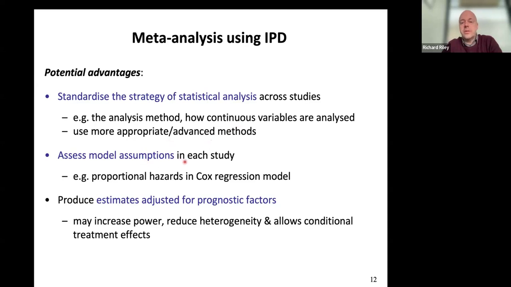I can check modeling assumptions. So for example, in the Cox regression model, I could check whether the hazards are proportional, which is something that's important, but often not done in original publications. I may be wanting to adjust for prognostic factors. So in a trial, I may be wanting to get conditional treatment effects. And I can do that now because I've got the data and I can adjust for age, stage of disease, for example. This may reduce heterogeneity in my meta-analysis.